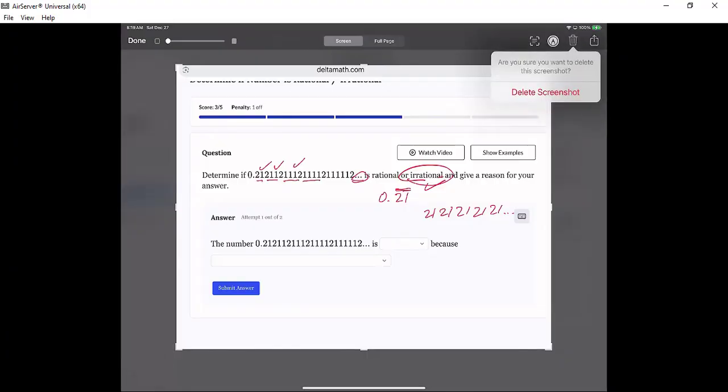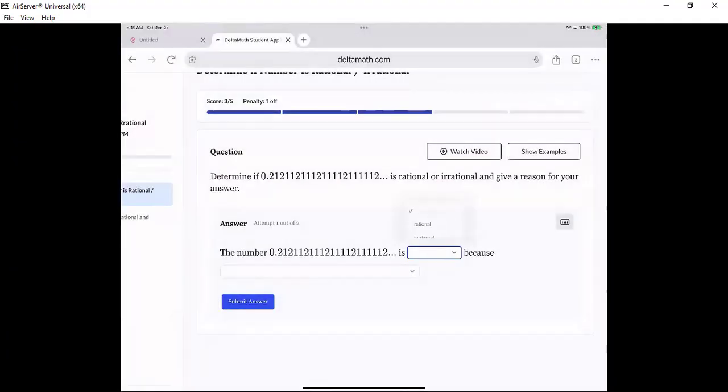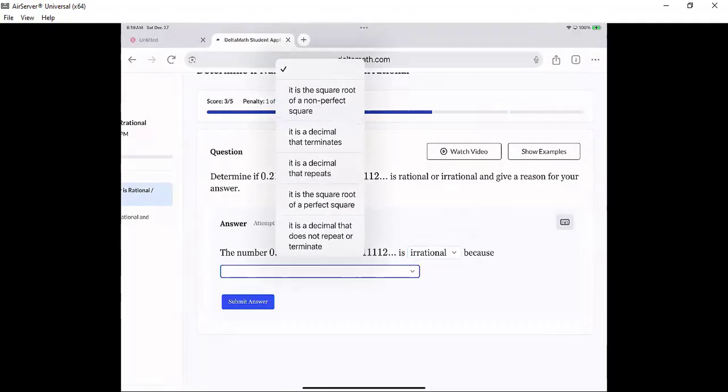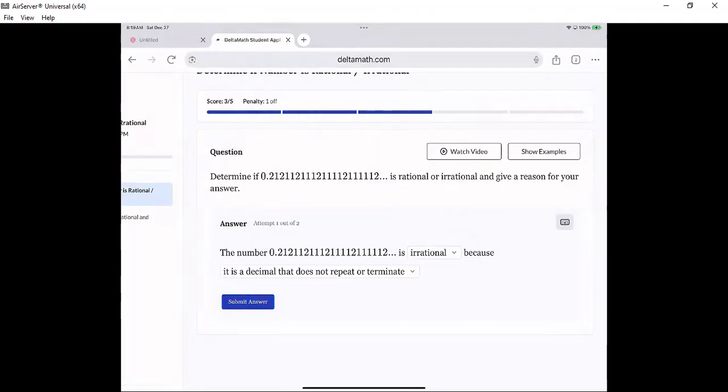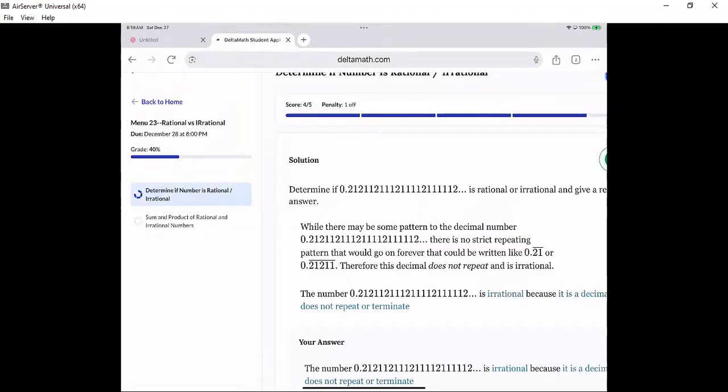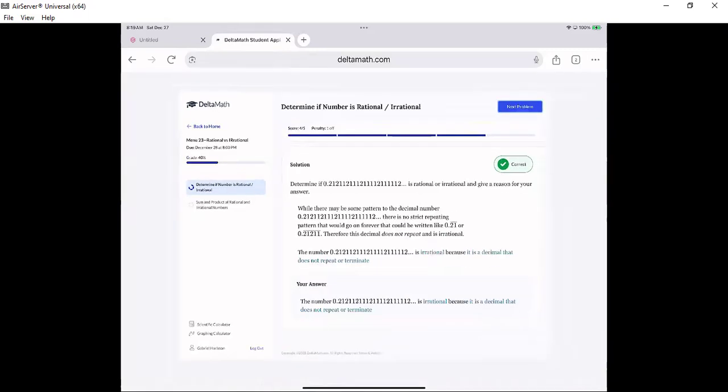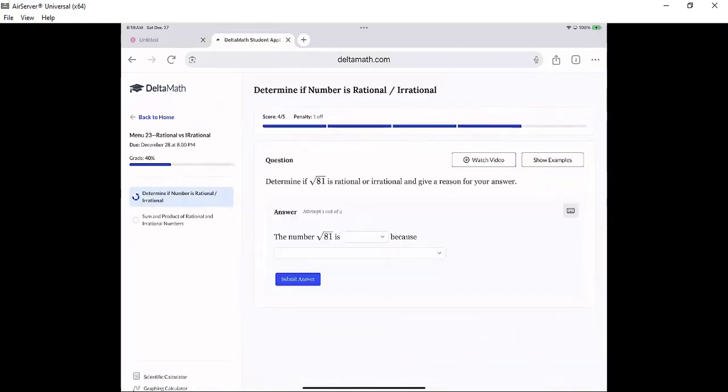All right, so let's say that it's irrational because it doesn't end and it doesn't have a repeatable pattern. Okay, so you just have to be careful. It does have a pattern, but it's not a repeatable pattern. All right, so let's do the last one here.